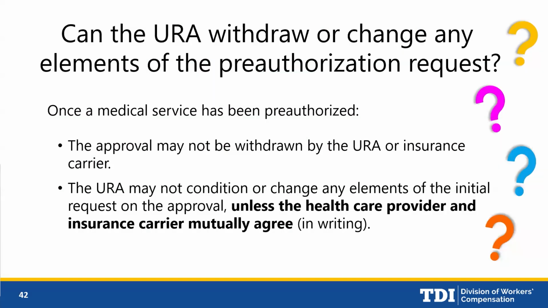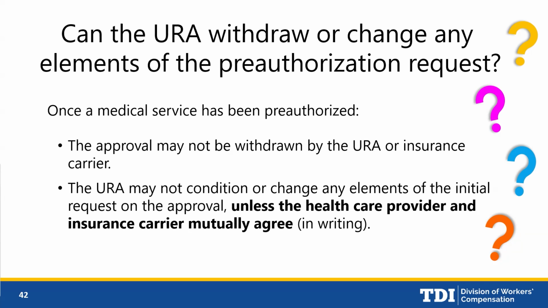Now, once they issue that approval, can they withdraw or change any of the elements that you requested in the first place? Once they issue that approval, the URA or even insurance carrier or adjuster, they can't withdraw it. Once they say it's medically necessary, then it's done. Also, they may not condition or change any elements of your initial request. That's why I'm saying the pre-auth team needs to look carefully at what you requested with what's approved, because the insurance carrier cannot change any of that unless they have a mutual agreement between your healthcare provider and the insurance carrier.